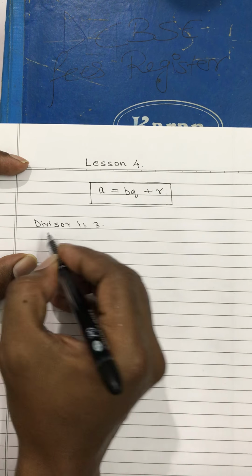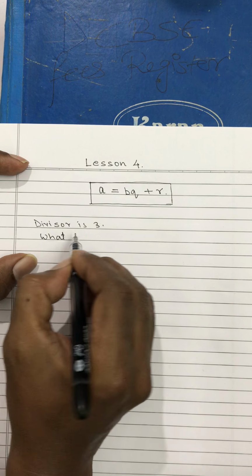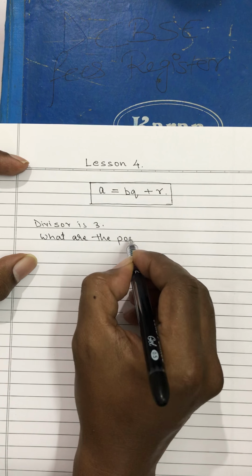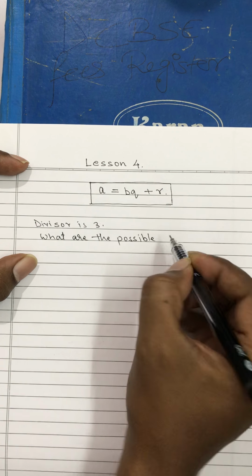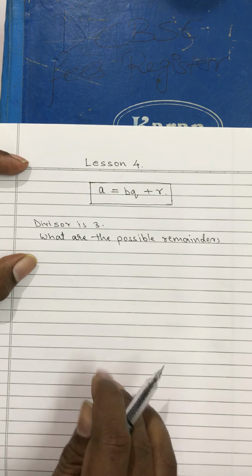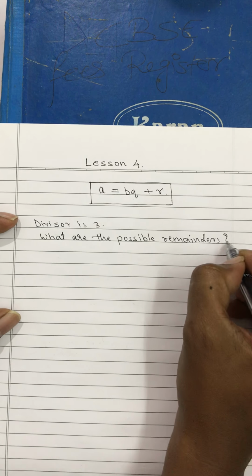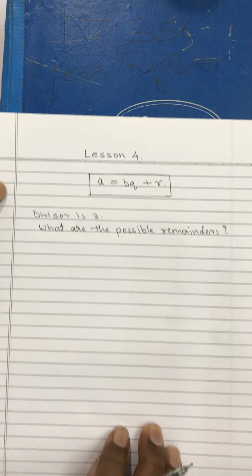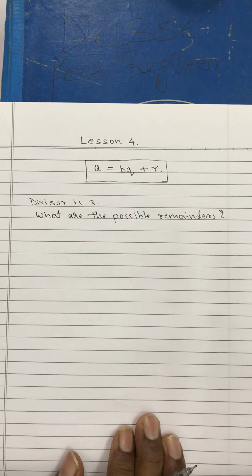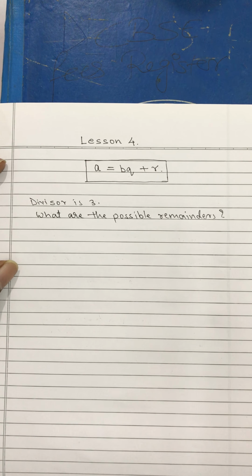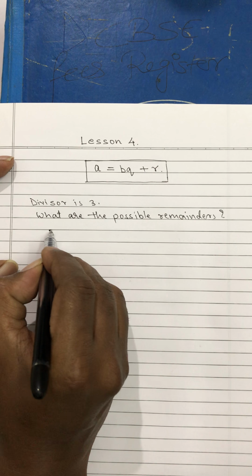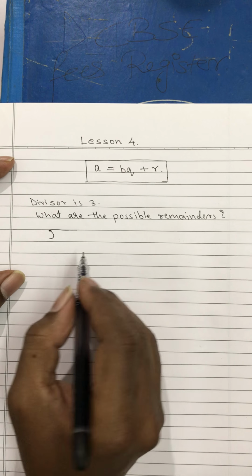Then what are the possible remainders? Unfortunately, we can't interact. This is a one-way interaction. What are the possible remainders? See, my dear students, consider the divisor is 3 and the dividend can be any number.